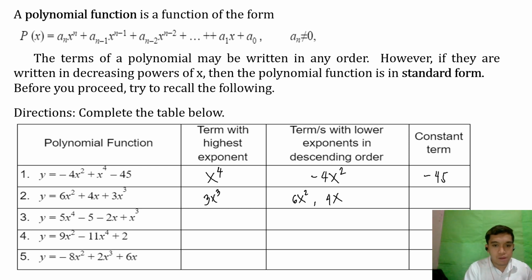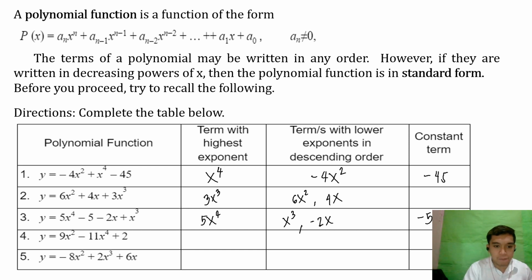So, sa number 3, what is the term with the highest exponent? The polynomial function is y equals 5x raised to 4 minus 5 minus 2x plus x cubed. So the term with highest exponent here is 5x raised to 4. Then the terms with lower exponents in descending order are x cubed. Then the last one is negative 2x. And the constant term here is negative 5. So, mayroon tayong constant term dito sa number 3.